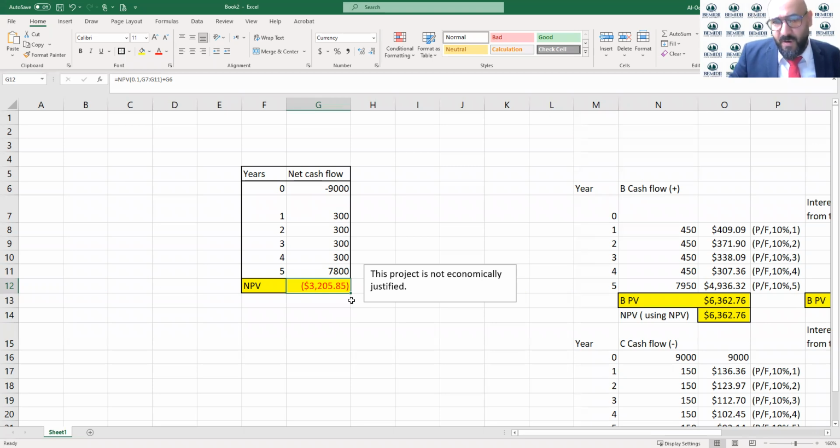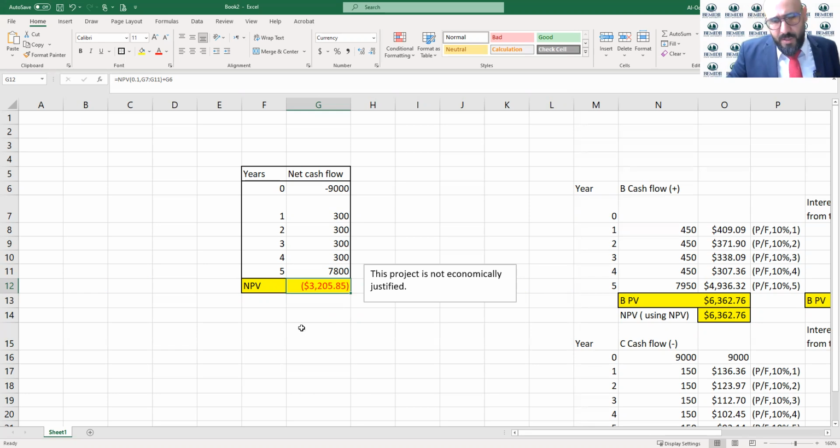However, maybe we could justify it from learning and education purposes, that yes, we could buy this machine so our students could benefit from it. But if we look only at the financial perspective, no, this is not economically justified. And the reason for that is because the NPV is a negative. Once we see a negative NPV, it means that we don't make money out of that machine or project or alternative.